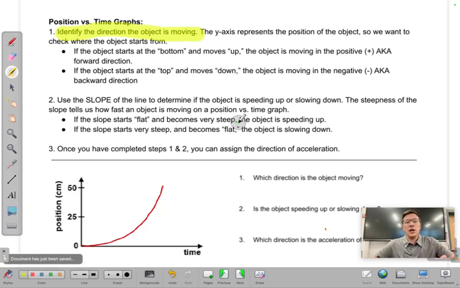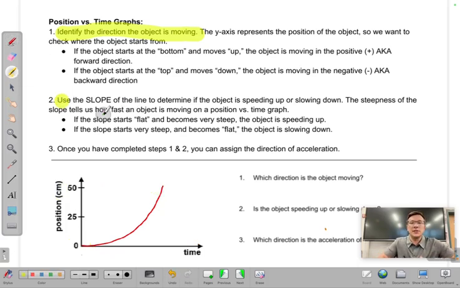Very simple though. If the object starts near 0 meters, or for instance, this graph down here has centimeters, and you can see that this object is starting down here at 0 meters, and then it ends up here at 50 meters. If it moves away from 0 meters, then it is moving in the positive direction, which would be up on this graph. We do want to be careful about using the phrases up and down though. If the object had started up at the top of the graph, somewhere up here, and then it finishes down here, that would be moving in the negative direction because it's moving towards 0 meters. So that would be how to determine direction.